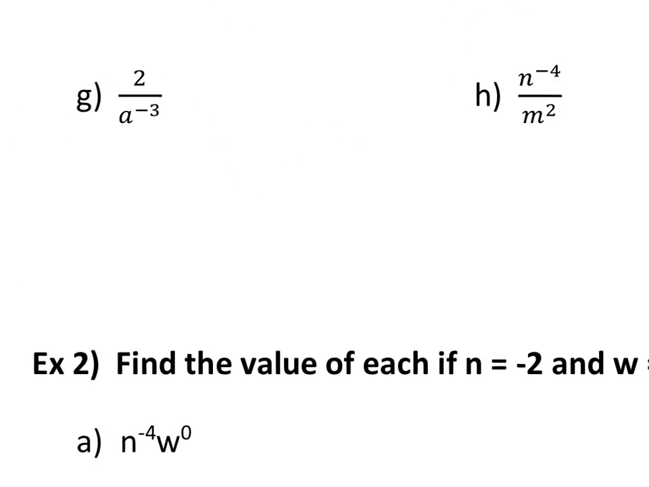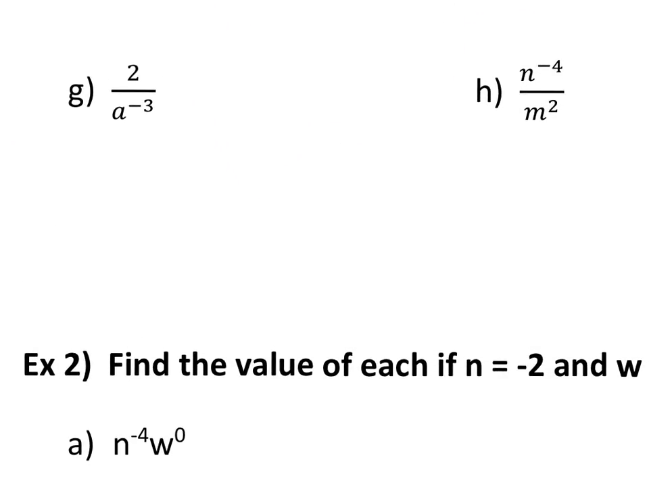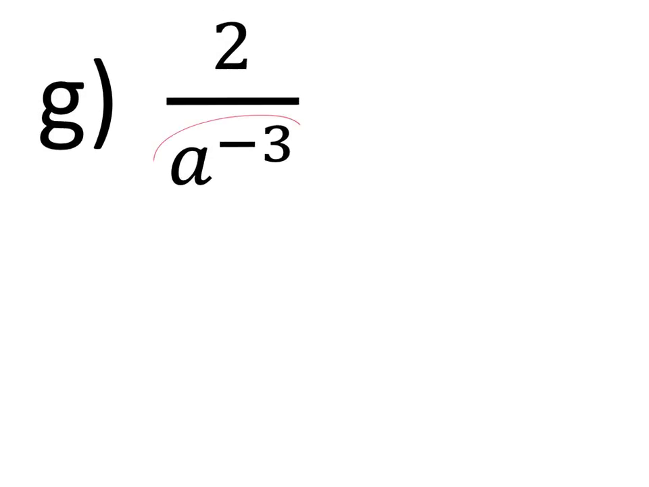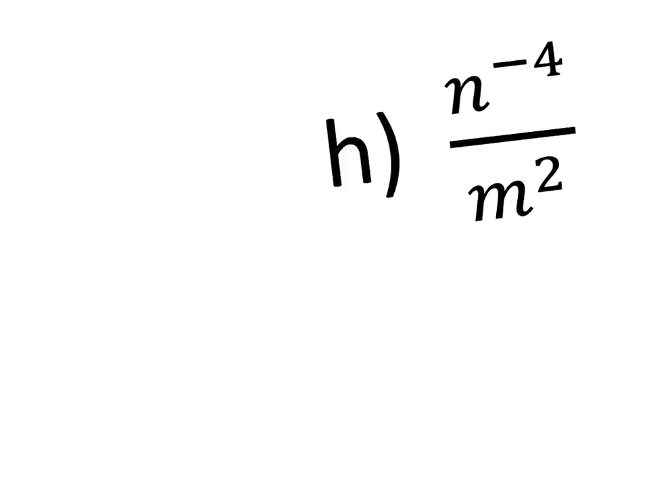Okay, I want you to go ahead and pause the video now and try G and H on your own. Okay, so on G, negative exponent, right? This guy should have moved up, so you'd have 2a to the third. Nothing else can be done there. That's your final answer.